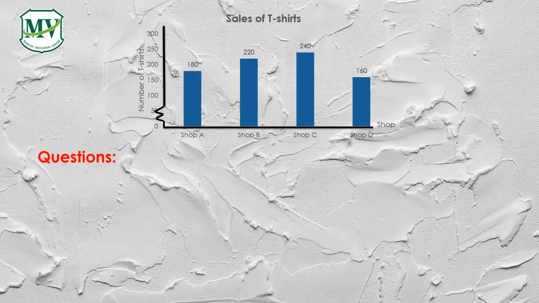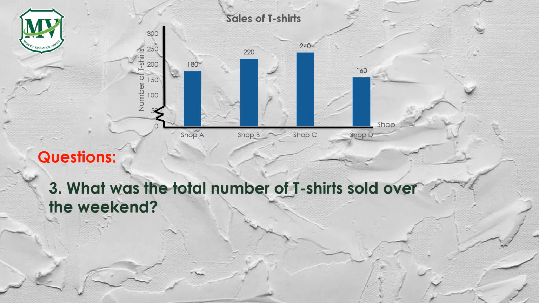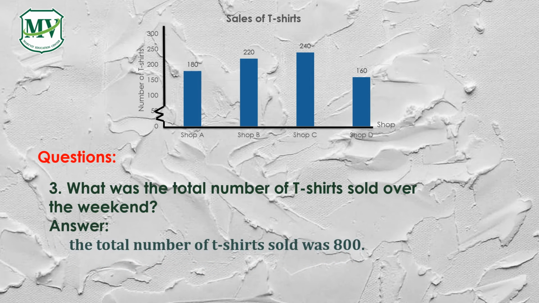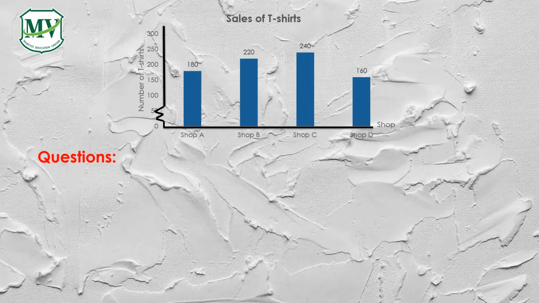And the last question, number 3. What was the total number of t-shirts sold over the weekend? The answer is 800. The total number of t-shirts sold was 800. Good job!